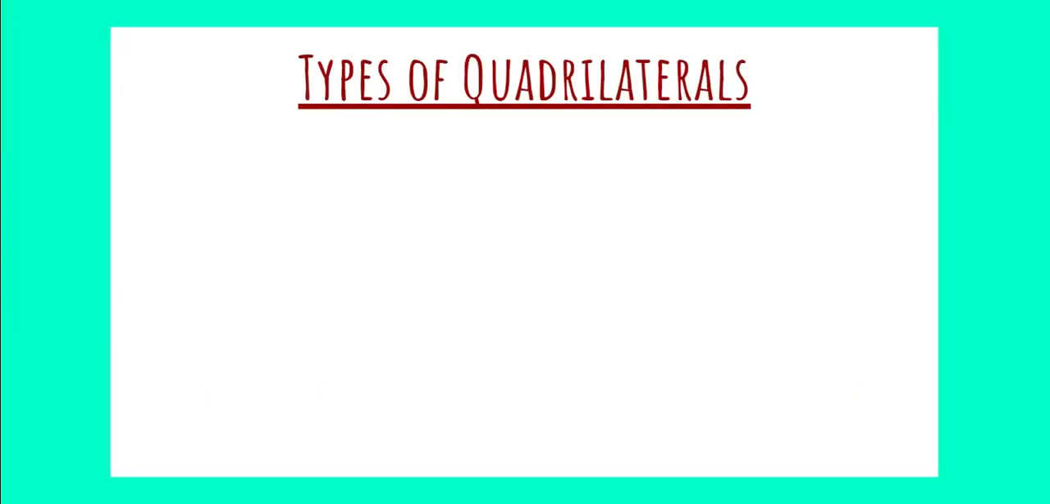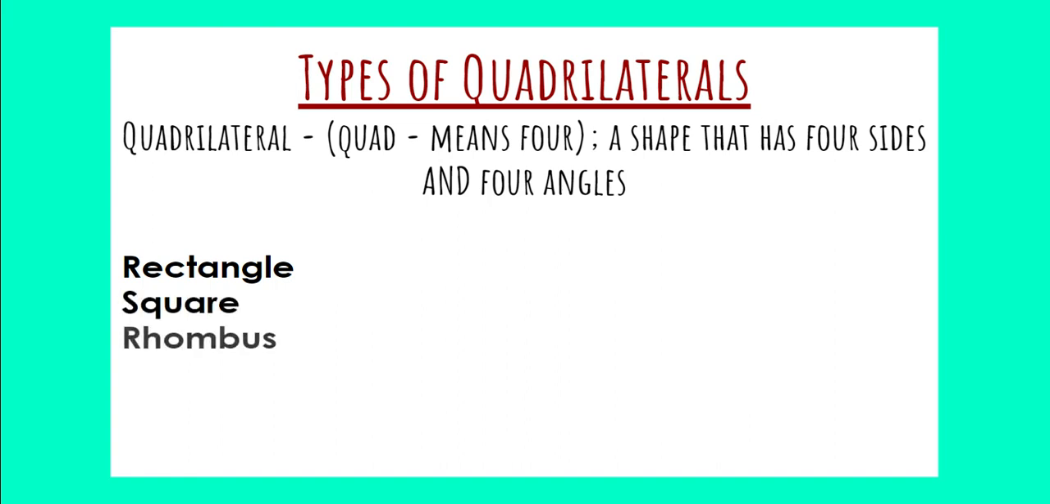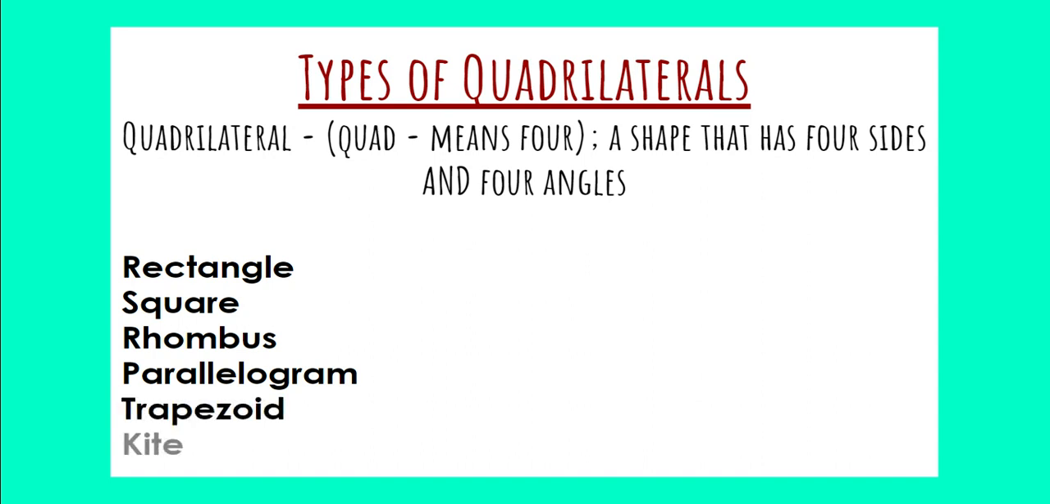Taking a look now at different types of quadrilaterals. Now, knowing what a quadrilateral is, quad meaning four, that then means it is a shape that has four sides and four angles. So some types of quadrilaterals are as follows: a rectangle, a square, a rhombus, a parallelogram, a trapezoid, as well as a kite. What we're going to focus on today is looking at a parallelogram.